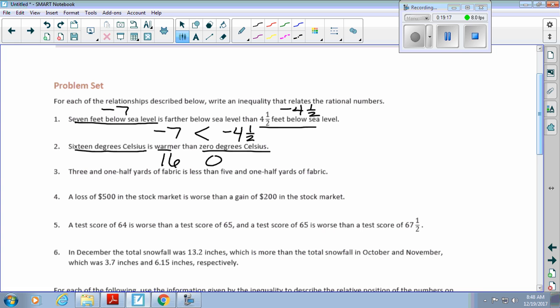16 is? Very good, greater than 0. 3½ yards of fabric is less than 5½ yards of fabric. So we have 3½ is less than 5½. They told you, okay? So less than, again, it points at the little guy, okay?